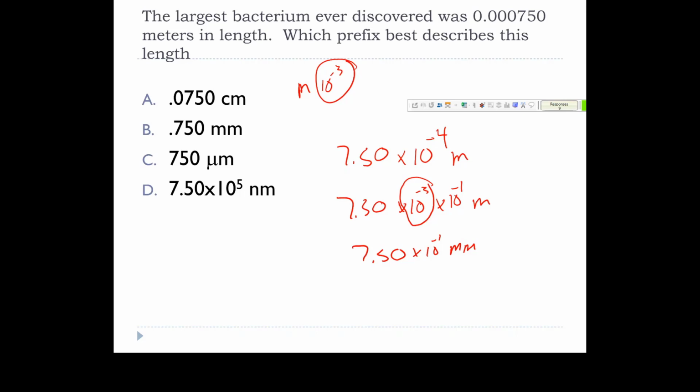But now what does 10 to the minus 1 mean? Doesn't that mean divide by 10? So this becomes 0.750 millimeters. So that's how we make the conversion from some prefix to some other prefix. Okay? Is that the right answer? We didn't say all that, right? We just said this is how you make the conversion. So again, I don't recommend that this be the answer, okay?